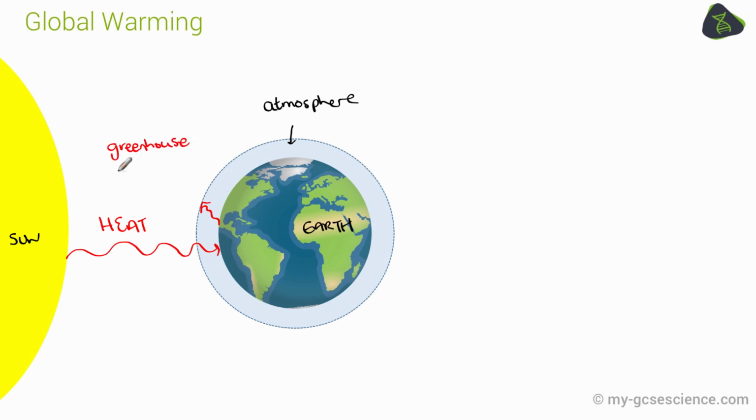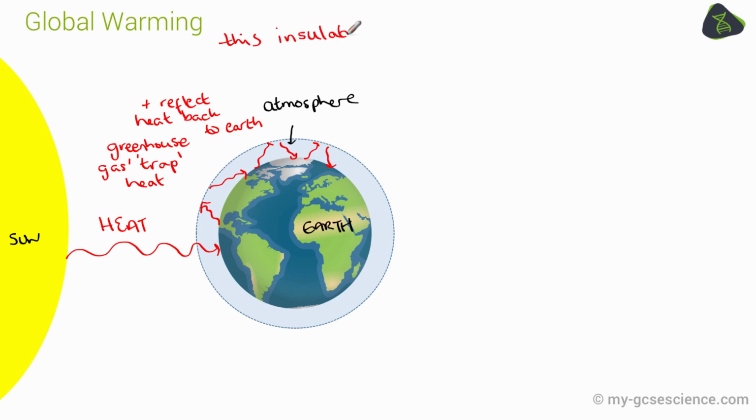If you've ever walked into a greenhouse or even a car, which has got a lot of glass on it, you will feel a lot hotter inside, because the glass acts in the same way as a greenhouse gas in that it allows heat in. That heat actually gets trapped inside the atmosphere and gets reflected back to the Earth. And this would effectively build up the temperature of the Earth, making it a suitable temperature for life to actually exist. And this insulating effect is called the greenhouse effect.